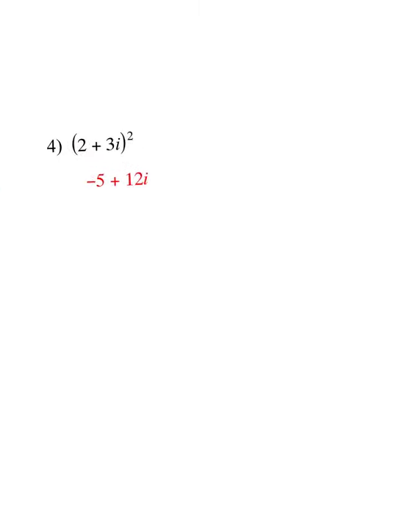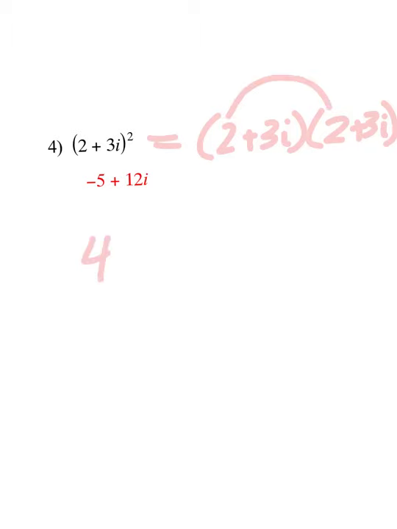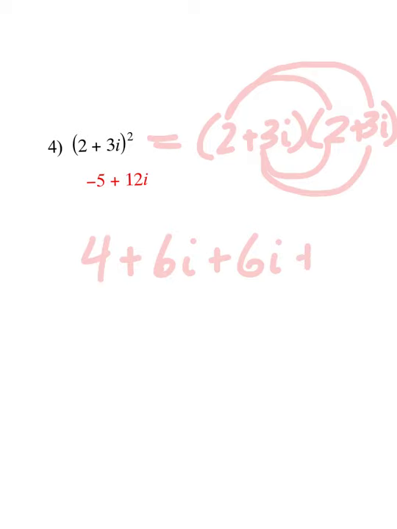Okay, number 4 is really just the same type of problem. The only difference is they wrote a little squared there, so that just means it's 2 plus 3i times 2 plus another 3i. So this is simply another FOIL problem. 2 times 2, we got 4. 2 times 3i, we got 6i. 3i times 2, so we got another 6i. And then we got 3i times 3i, which would be 9i squared.